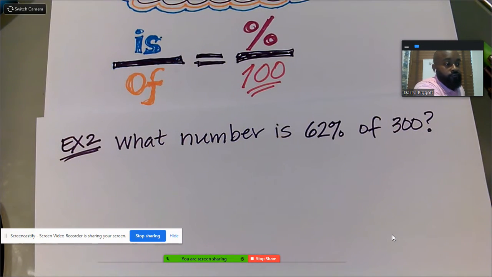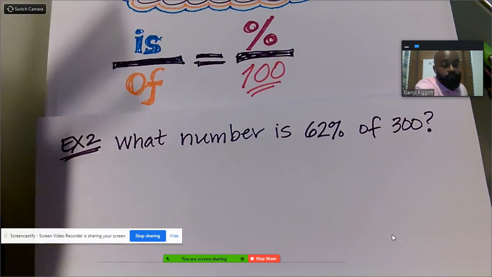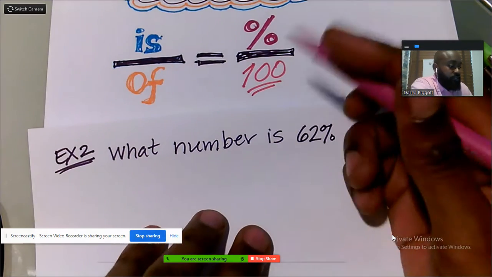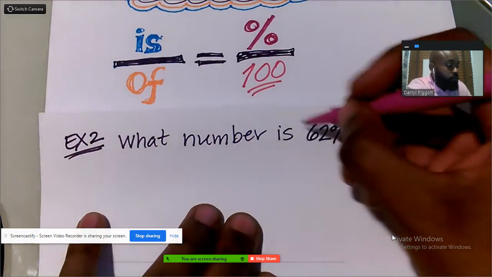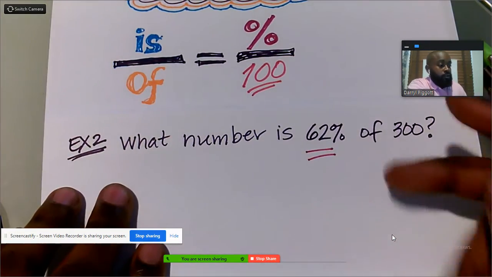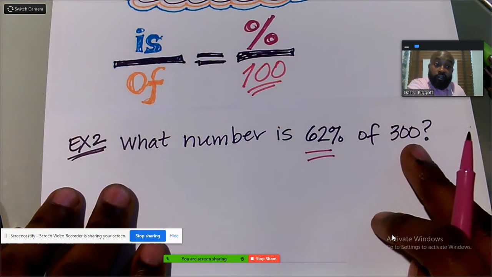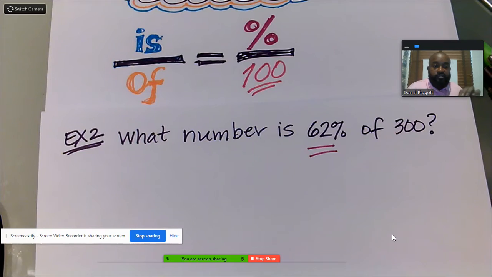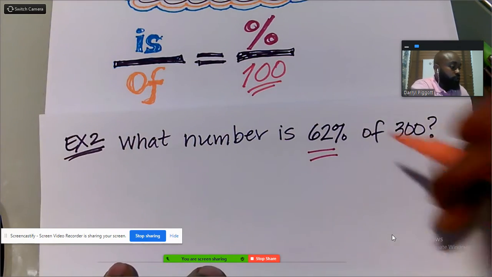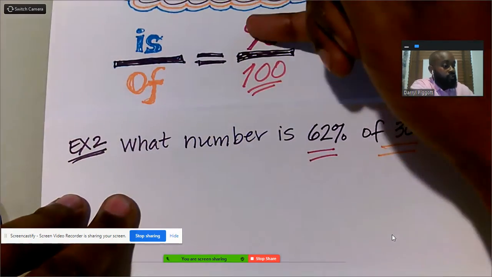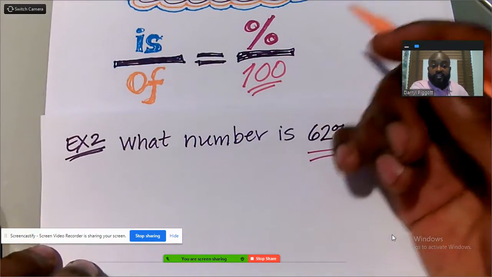So in terms of problems, certain problems like this, when they give you the percentage, well, that's super easy. That means the 62 will definitely go in the percent spot. At the end of this question, of 300, well, guess what, y'all? The 300 represents my of. It's pretty clear right there. So we have the percent, we have the of, we don't have the is.